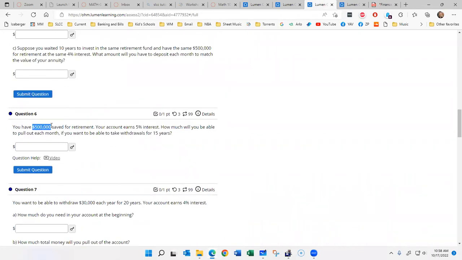Okay, 500,000 saved for retirement. You might think savings, that's awesome. This is a growth problem. Nope, withdrawal. Each month. Each month, this is a periodic, so it's a shrink or grow. Withdrawal, this is a shrink problem. You know which formula to use.